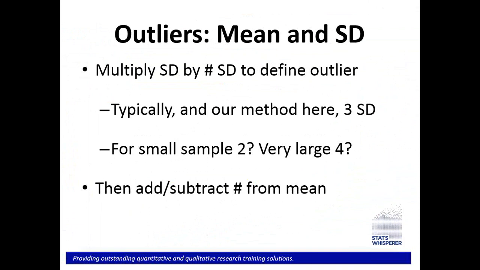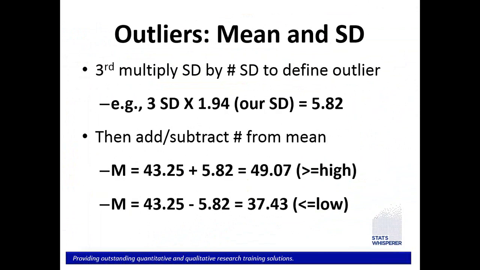So what we would do is multiply the standard deviation by the number of standard deviations we're using to define an outlier, which for us is 3. For a small sample, you might consider 2. For a large sample, you might consider 4. But 3 is a very practical number to use. After we multiply 3 by the standard deviation, we're going to subtract and add that to the mean to find our interval. And anything outside that interval will be an outlier score.